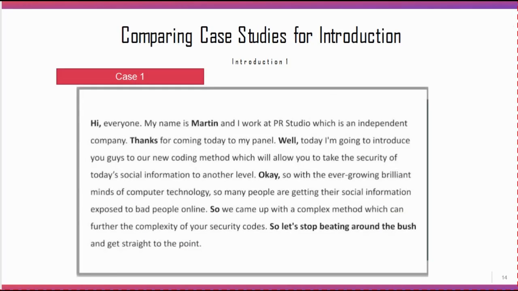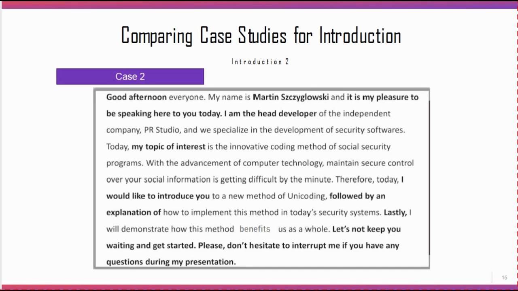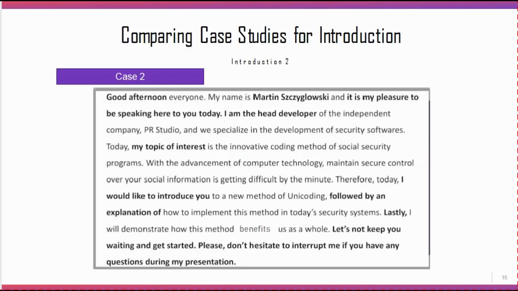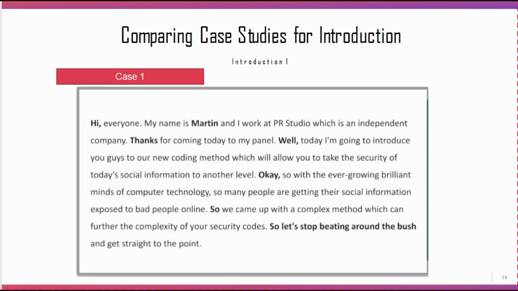Okay, so now we're going to go over some case studies for introductions. This is very interesting, and we can actually learn more practically by going over some examples. So please pay attention. I'm going to show you two cases, case 1 and case 2, and we're going to make a decision. Which one is better? You can make a choice. So please read case 1 and case 2 carefully with me. I'll give you some time to make a decision, and you can tell me which one is better.